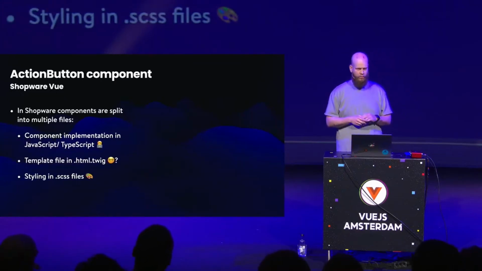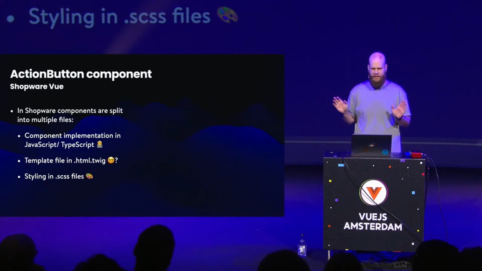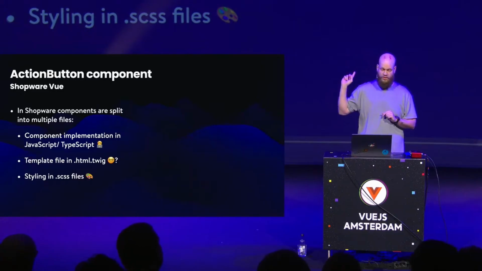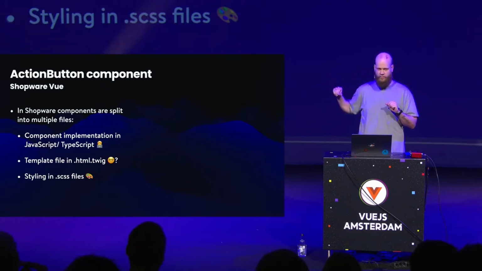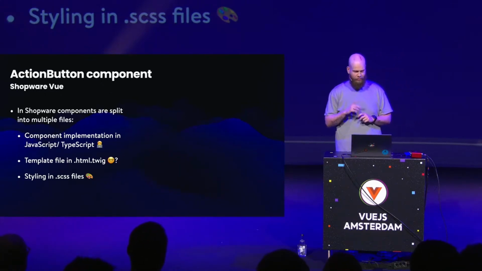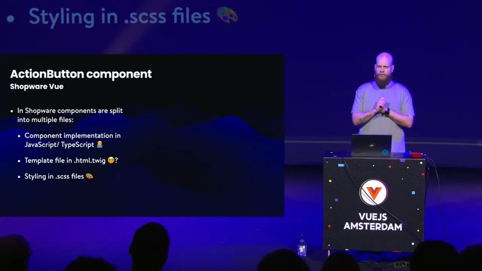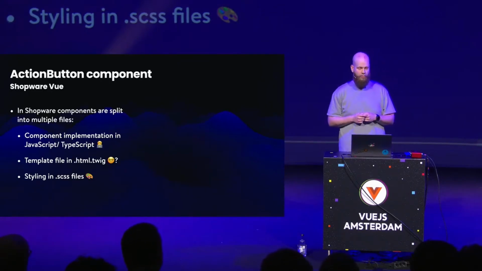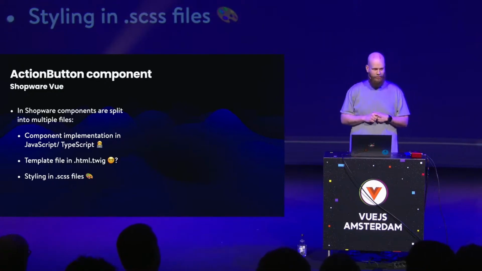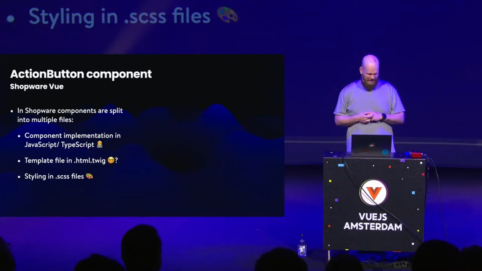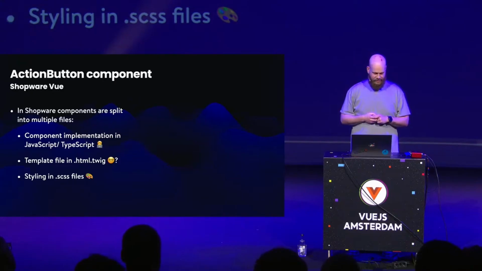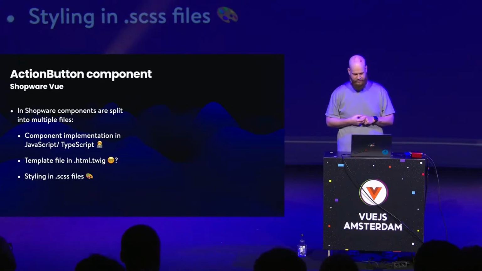So in Shopware Vue, we split the components into multiple files. Very similar to what was in the language server talk yesterday, how they do it virtually, split it into multiple files. We actually do that, but for different reasons. So we have a component implementation using JavaScript or preferably TypeScript, but it's a very large code base and we are still migrating, believe it or not. We have template files in HTML.twig files. Oh, what's that? And styling might exist in SCSS files whenever needed.